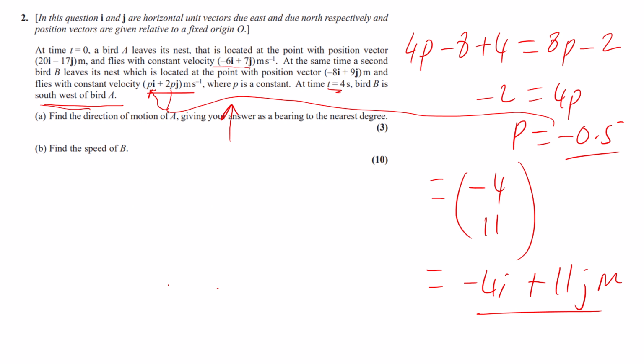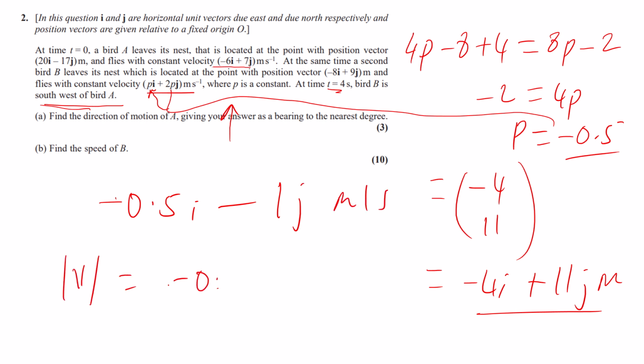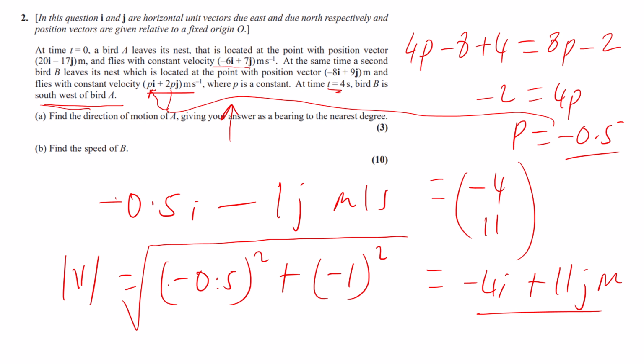Okay, so let's carry on now. So p, which is negative 0.5, i, and then we have 2p. 2 times negative 0.5 is negative 1. That's going to be negative 1j meters per second. That is velocity. So the speed is going to be the Pythagoras of that. It's going to be negative 0.5 squared plus negative 1 squared, and then you do the Pythagoras, and that's going to be the speed. Okay, so that's how to tackle a question like this.